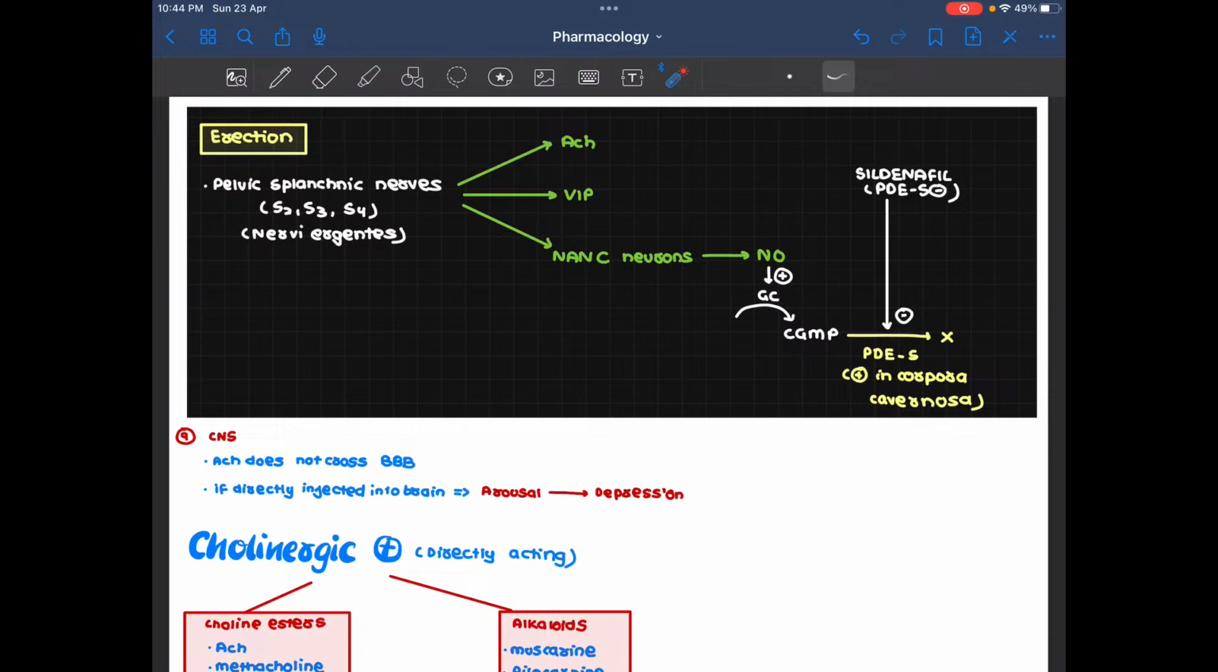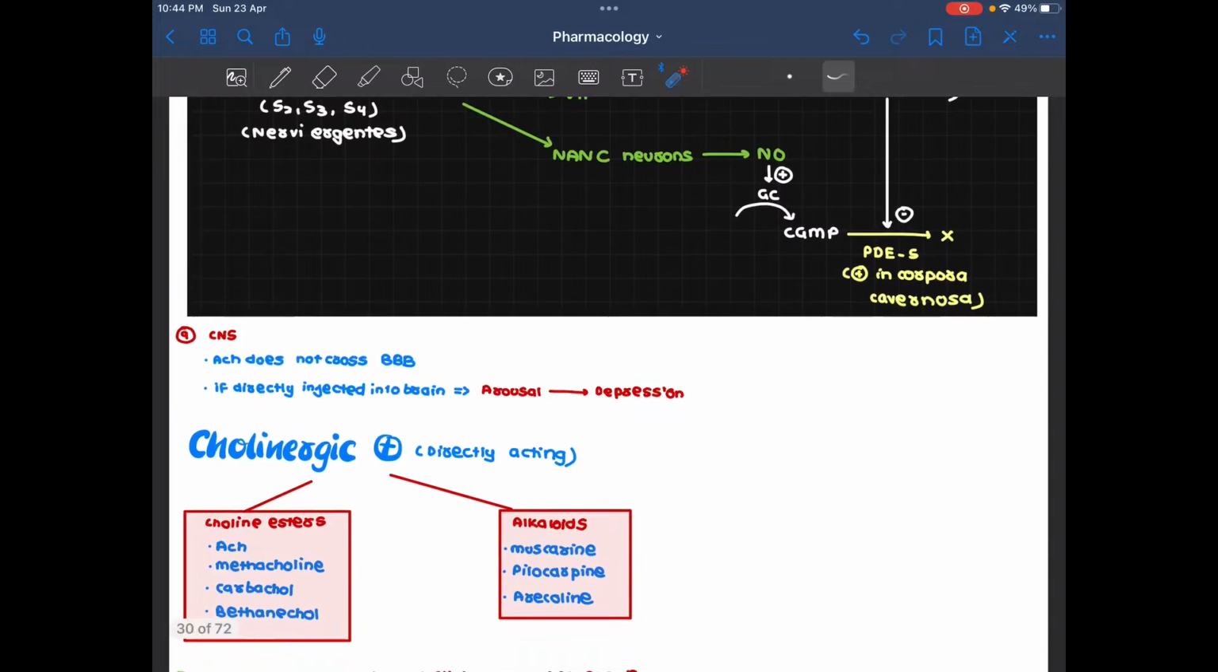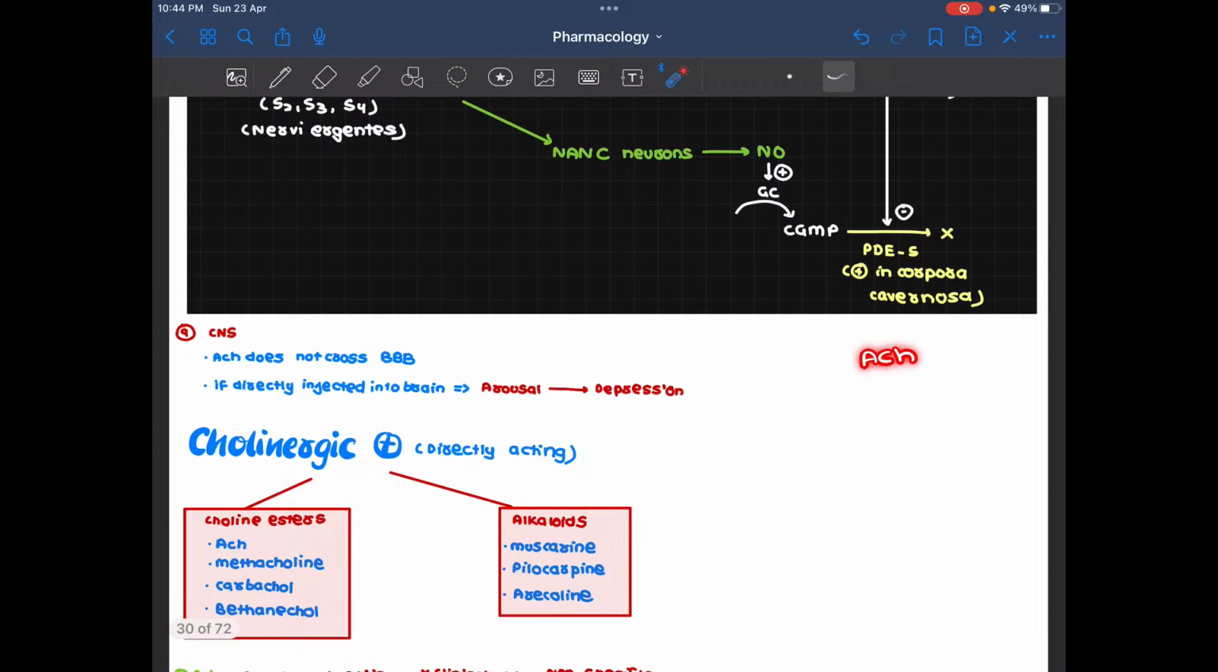Mainly the pelvic splanchnic nerves from S2, S3, S4, that is the nervi erigentes, are going to release predominantly acetylcholine, but don't forget we have something known as NANC neurons which release nitric oxide, and that's also going to lead to vasodilatation. Okay, right. What about the CNS? Acetylcholine is not going to cross the blood-brain barrier. Okay, but if we perform an experiment and it is directly injected into the brain, it might lead to arousal, which is followed by depression.